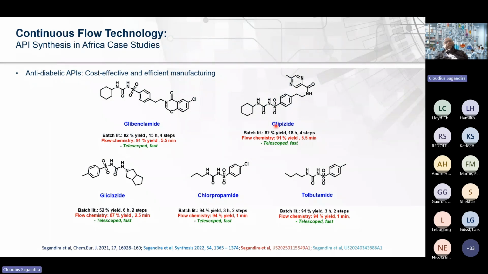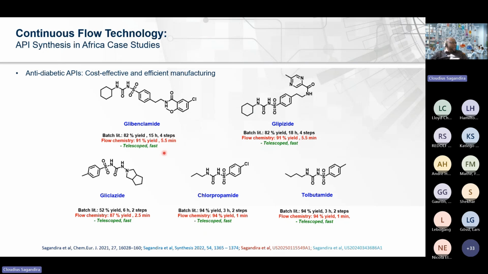And with me here, a few case studies. On this slide, I'm not really going to go into the chemistry, but I just want to highlight how powerful the technology is and what it can do. I've worked on a number of drugs that are on these slides, and you can see that, for example, with this one in batch, it's a 4-step process, 15 hours long.